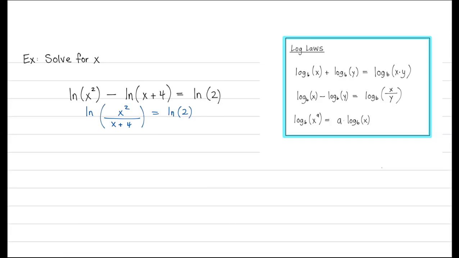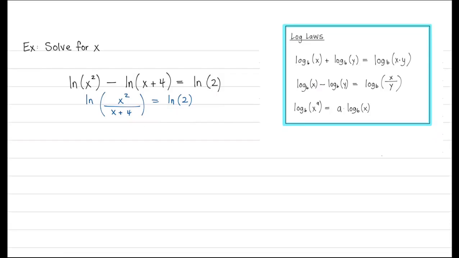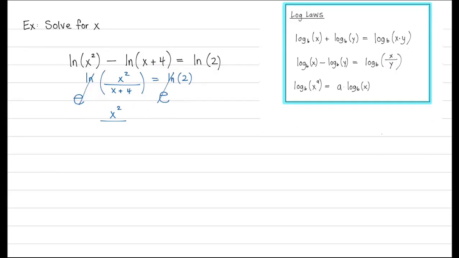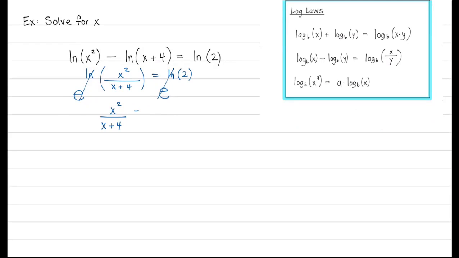Now in this particular case, notice we have a natural log on both sides of the equation. So a couple of ways to think about this. One is to say, if we wanted to get rid of the natural logs on both sides, we could just do e to the power of both sides, and then the e's and the natural logs would cancel to leave us with x squared over x plus 4 is equal to 2. The other way you could think about it is, if this is the natural log of this stuff and it's equal to the natural log of this stuff, then the two stuffs have to be equal, right? However you want to think about it, as long as you're getting to there.